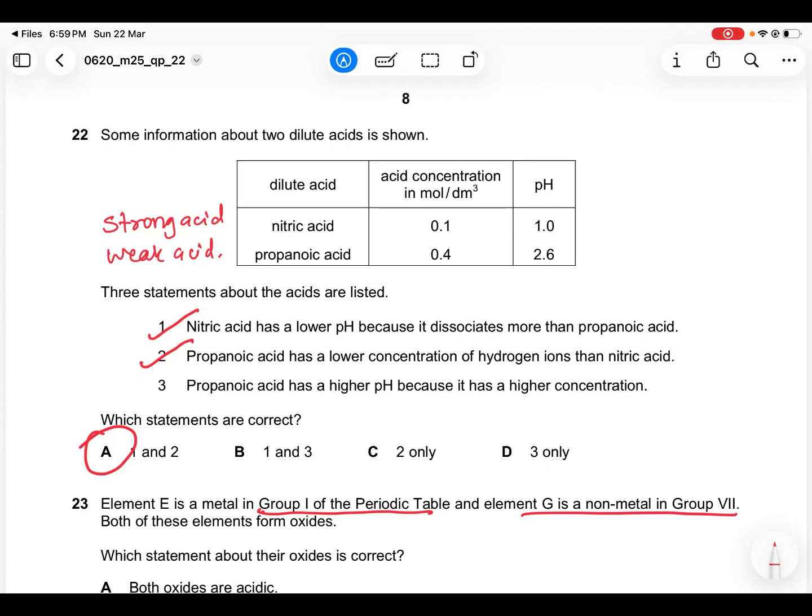So statement 1 is correct. Propanoic acid has a lower concentration of hydrogen ions than that of nitric acid, which is true, because it is a weak acid and it is partially dissociating into ions. Propanoic acid has a higher pH because it has a higher concentration, which is wrong. Lower the pH, stronger is the acid. So only statements 1 and 2 are correct here.